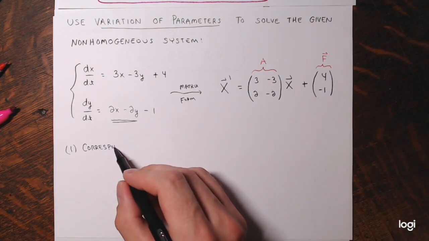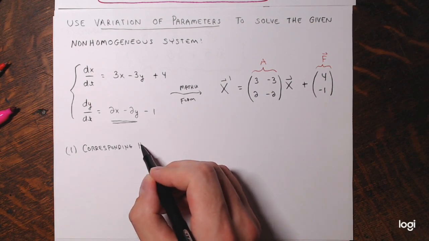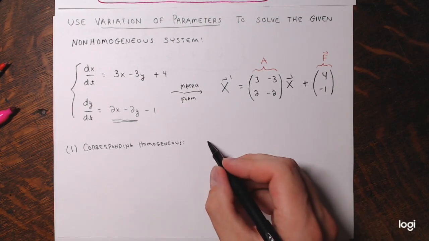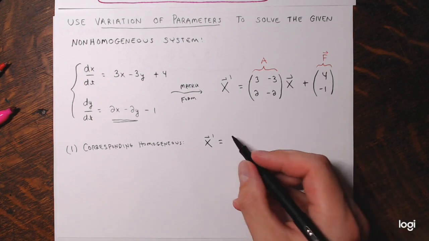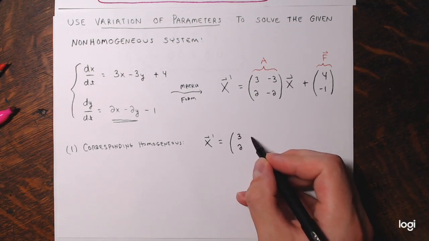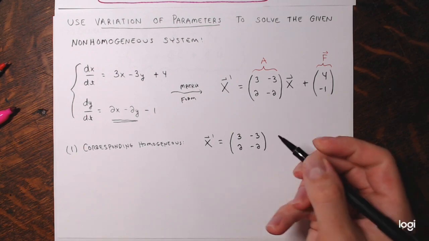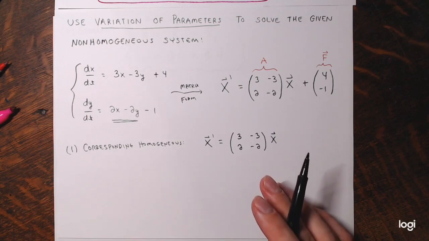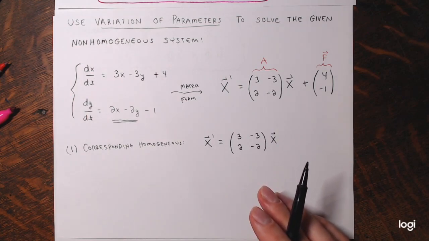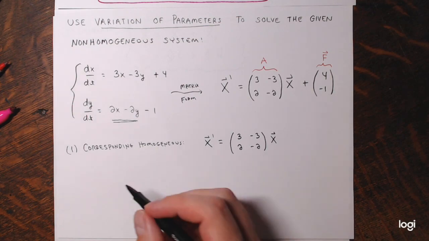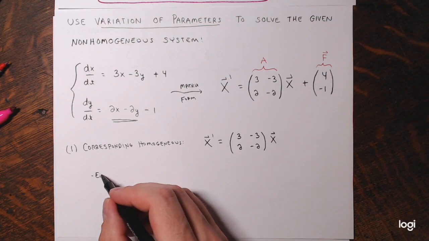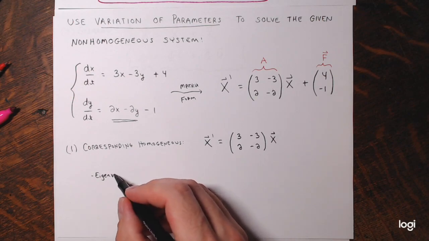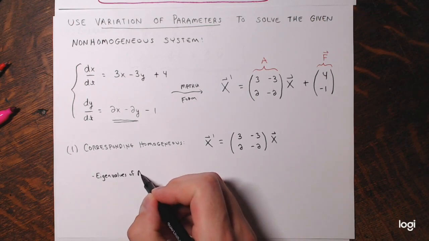So the corresponding homogeneous system: vector x prime equals matrix A times vector x. And hopefully you recall how to do this from previous videos, I have put out a series of videos on solving homogeneous systems. Remember, you find the eigenvalues. So we're going to find the eigenvalues and then their corresponding eigenvectors of this matrix. So, eigenvalues of A.